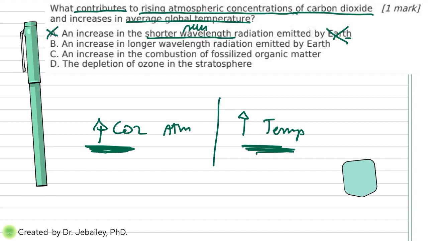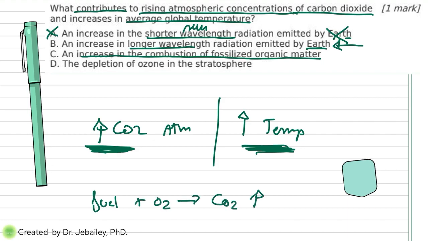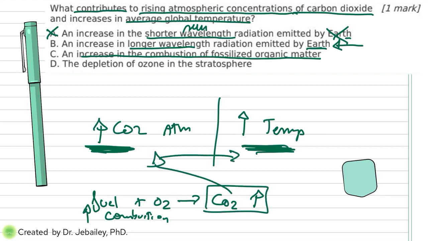An increase in longer wavelength radiation emitted by the Earth. This is something students will try to answer because they think, if the Earth absorbs the longer wave, that means a higher temperature. That is true, right? Because the CO2 will absorb the longer waves. So they will answer this, but like I said, read the other answers. Here it says an increase in combustion of fossilized organic matter. That means when you have a fuel or a fossil and it reacts with oxygen, it releases CO2 into the air, right? This is known as combustion. So every time you increase the amount of combustion, what are you doing to the amount of CO2? You're raising it, which leads to this, which leads to that. So C can also be the answer. And then D, depletion of ozone, has nothing to do with this topic. So we only have 2, B and C.